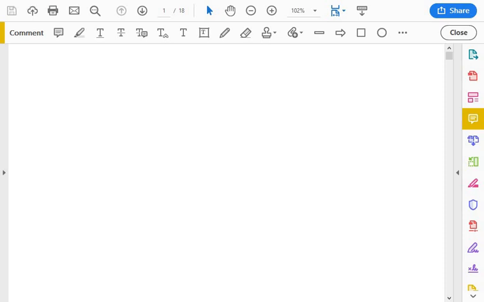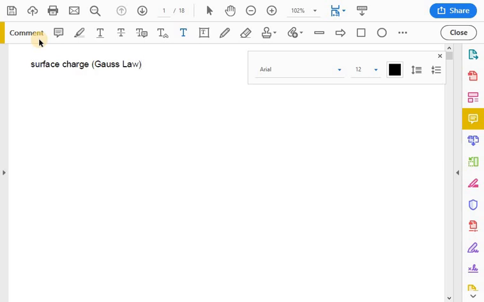Okay, so we are going to continue with the surface charge, based on the Gauss Law. Give me some time, I need to draw my surface. You can draw the surface yourself also.